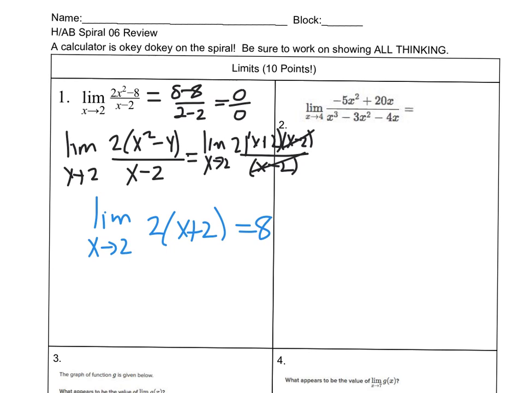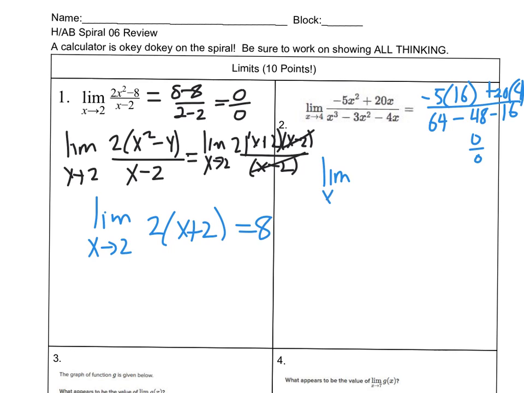For number 2, we're going to try plugging something in again. So we get negative 5 times 16 plus 20 times 4, which comes out to be 0. And on the bottom, we're going to have 64 minus 3 times 16 is 48, minus 4 times 4 is 16, giving me 0 over 0. So that means I might be able to do some factoring again.